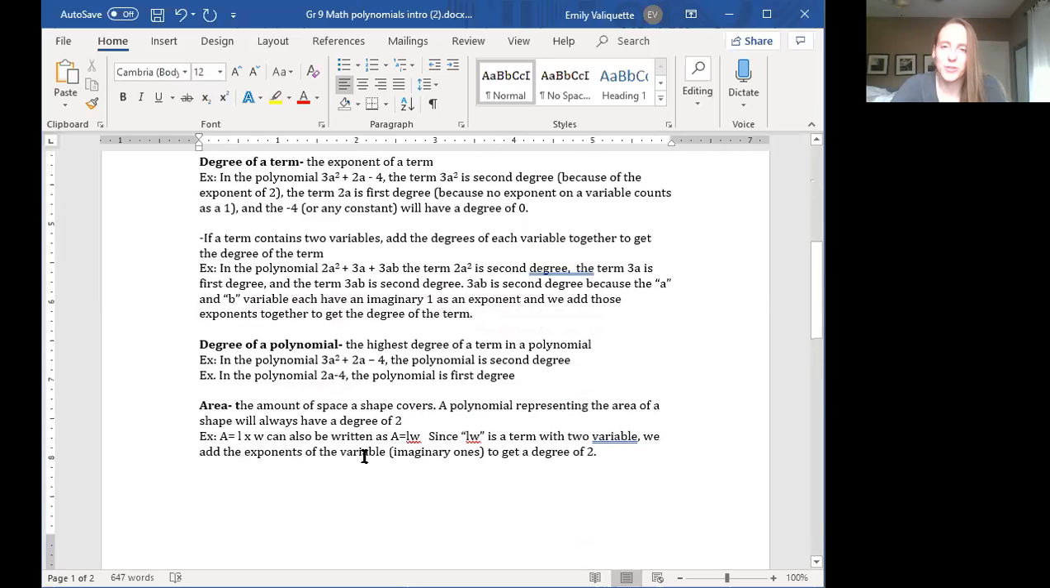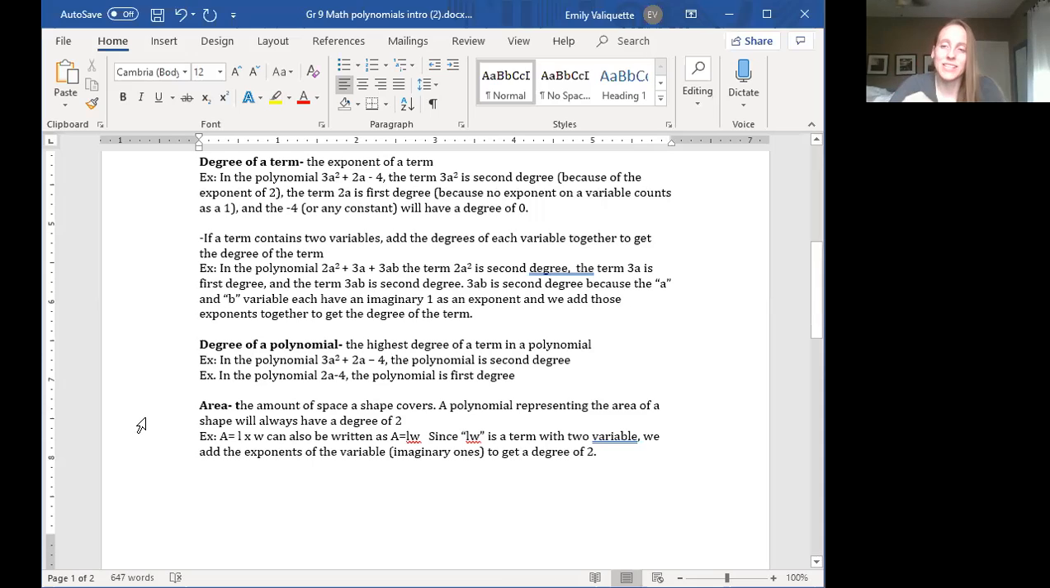If a term has two different variables, you add their degrees together. So for example, if we look at this polynomial here, again, the a is squared, so that term has a degree of 2. The 3a, that a doesn't have an exponent, so it's an imaginary 1. And then for the next one, 3ab, since each of those variables would have an imaginary 1 for an exponent, it actually has a degree of 2.